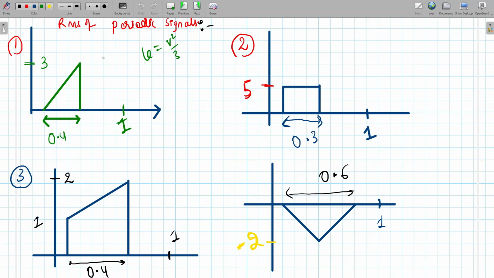Okay. So see this, for the first one, what will be the final answer? Anyone can reply? What will be the RMS value?